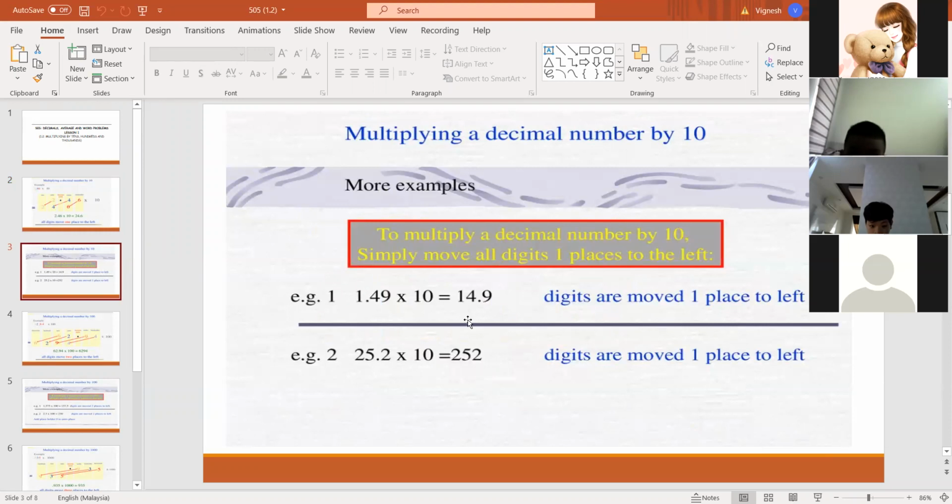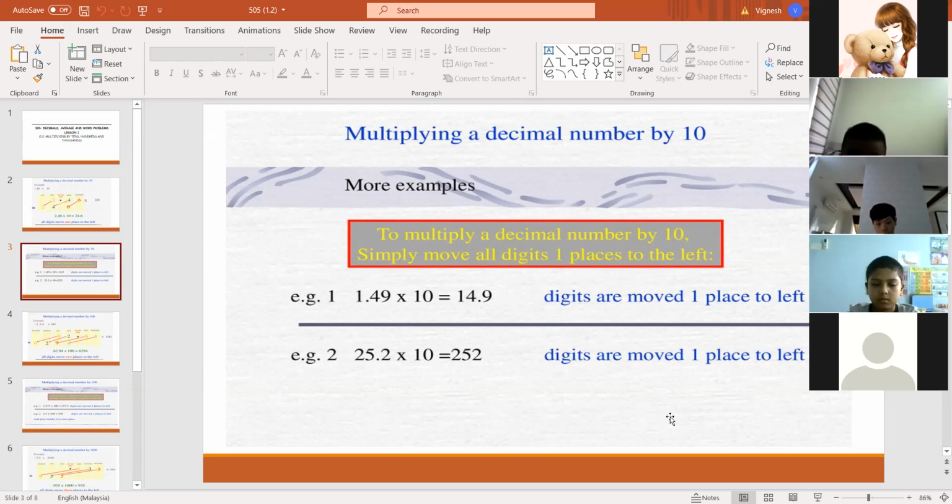Here, when you want to multiply a decimal number, you have to bear in your mind, multiplying a decimal means moving to your right. Multiply, right. Divide, left. Please remember this. So next time when you see questions that multiply a decimal number, you should know you have to move to your right. But it depends on whether you are multiplying by 10, 100 or 1000. It depends on how many zeros.